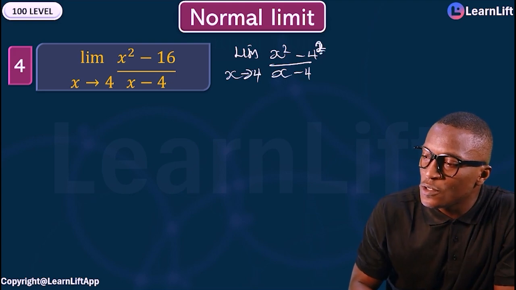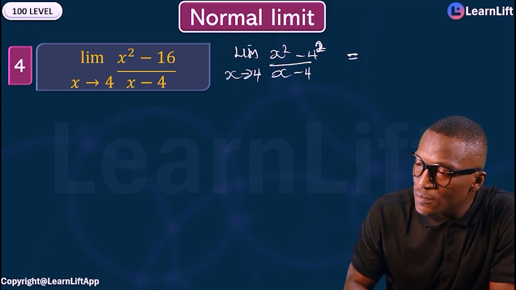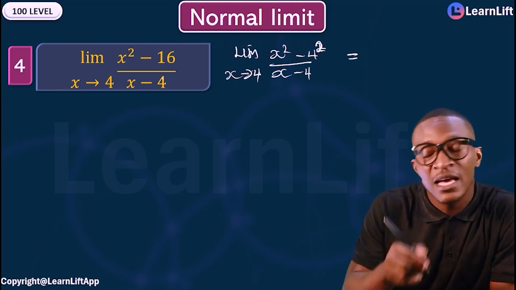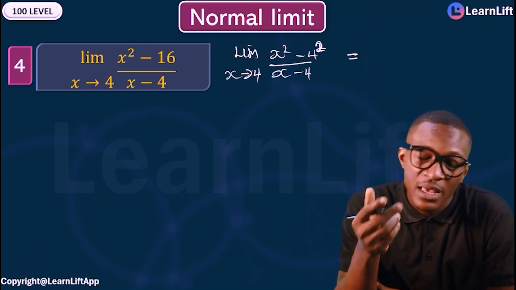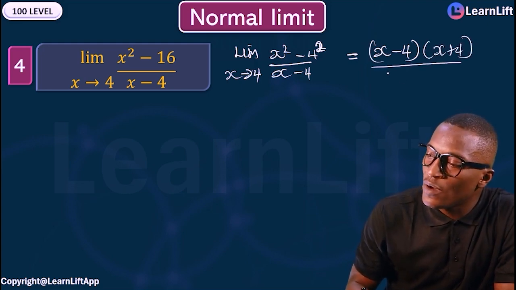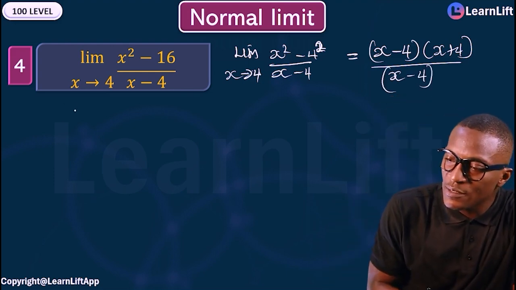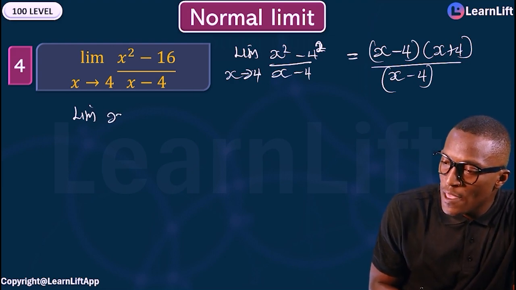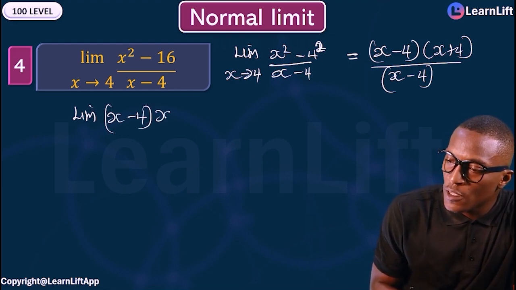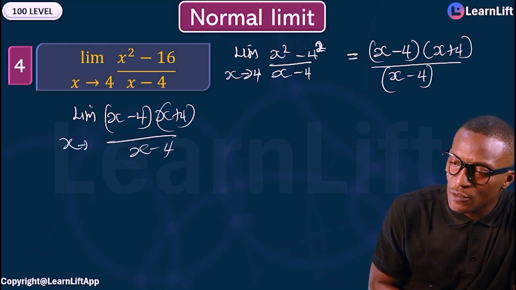Now, if you watch, this is a difference of two squares. Did you learn difference of two squares in chapter 1? Now, this is the same thing. Difference of two squares says that if you have x squared minus y squared, it means x minus y times x plus y. So this is the same thing as x minus 4 into x plus 4 all over x minus 4. If I put that in the limit, this is the limit of x minus 4 into x plus 4 all over x minus 4 as x approaches 4.